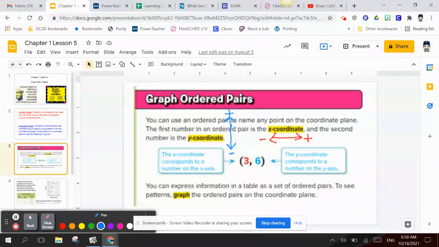Remember that your x value is always first. Your y value is always second. You can express information in the table as a set of ordered pairs. To see patterns, graph the ordered pairs on a coordinate plane.